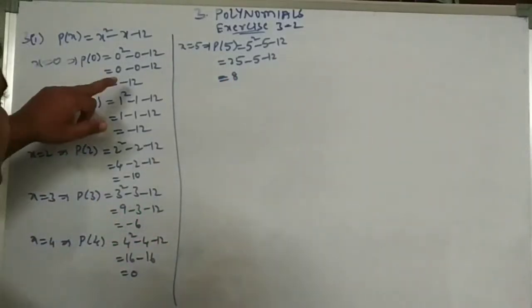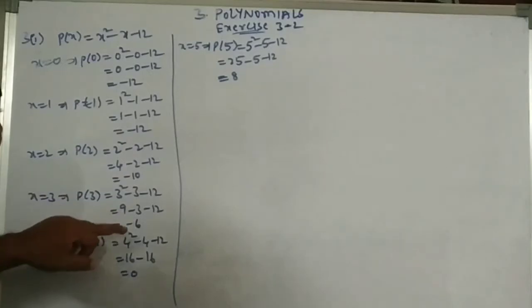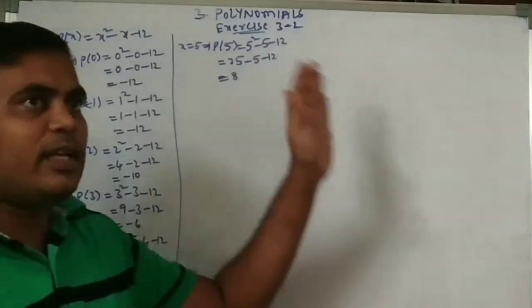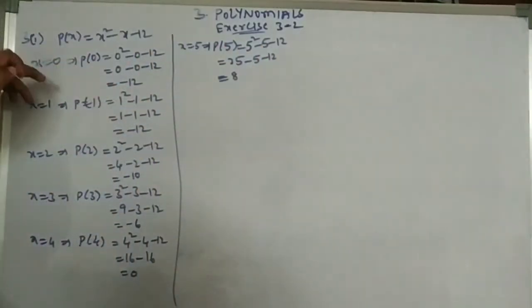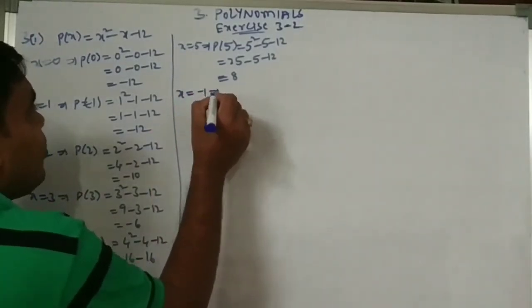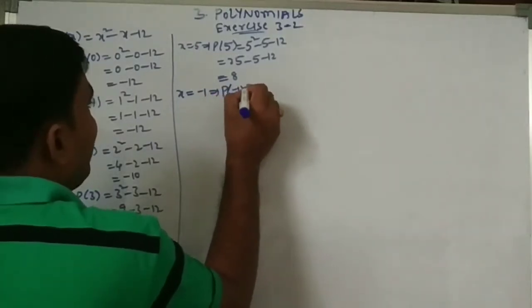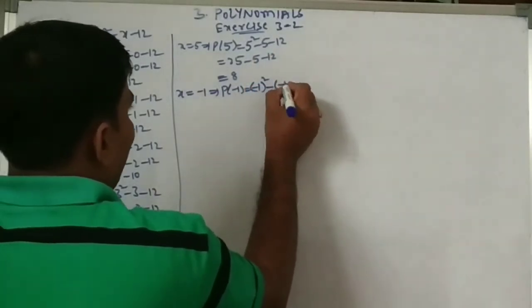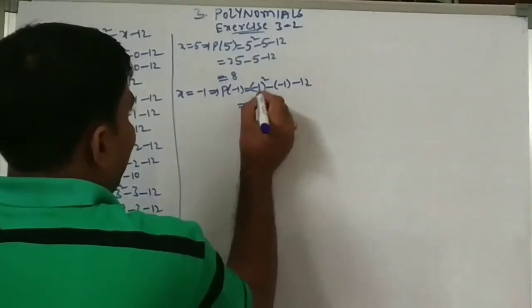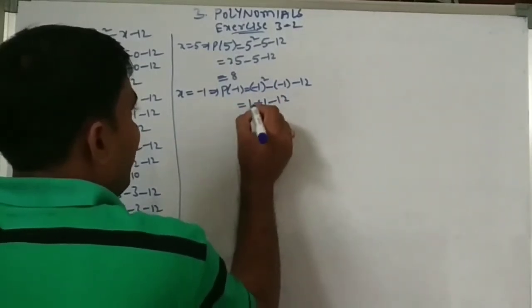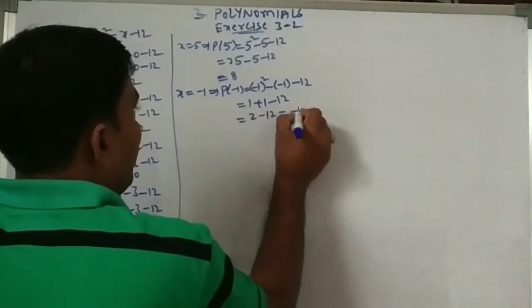So if we observe, minus 12, minus 12, minus 10, minus 6, 0, 8, these are increasing. So next it will be more than 8. So I will take x values less than 0. x equal to minus 1 I am taking. P of minus 1 equals minus 1 whole squared, minus of minus 1, minus 12. Minus 1 whole squared equals plus 1, minus of minus 1 is plus 1, minus 12. 1 plus 1 is 2, minus 12 equals minus 10.